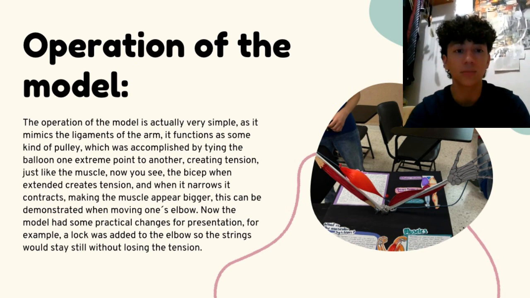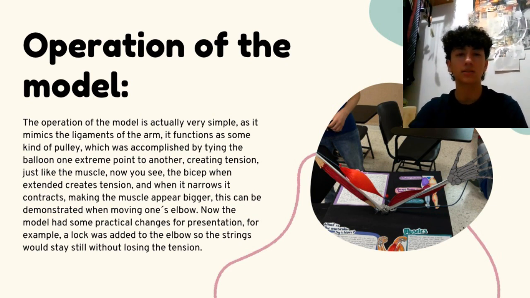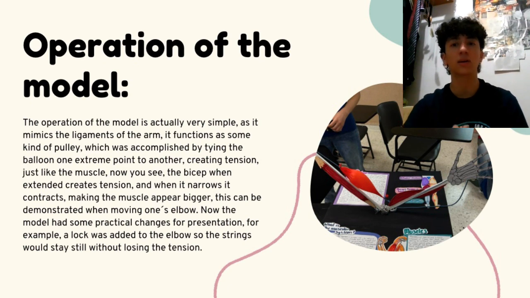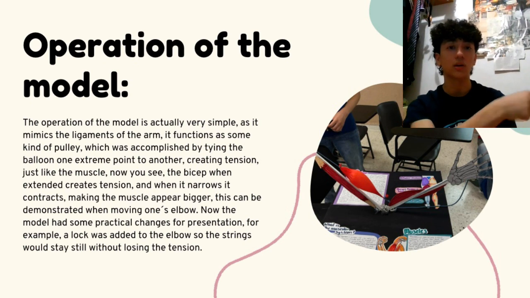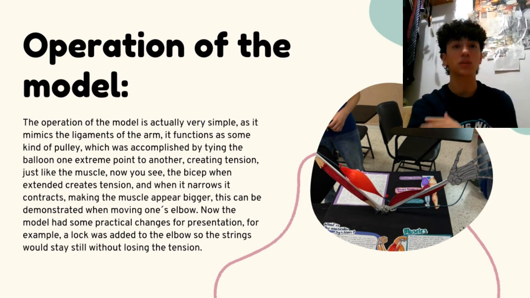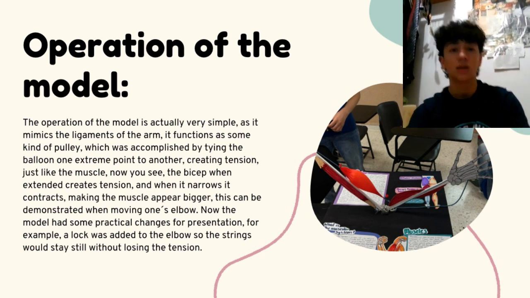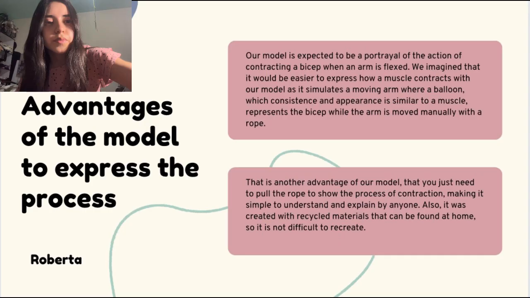So, specifically, the model had some particular changes for the presentation. For example, there was a lock added to the elbow so the strings could stay firm. In that way, let's say we were going to present the arm at a 90 degrees angle. So using the lock and adjusting it, the arm could stay at a 90 degrees angle. So that was about it of the operation of the model.